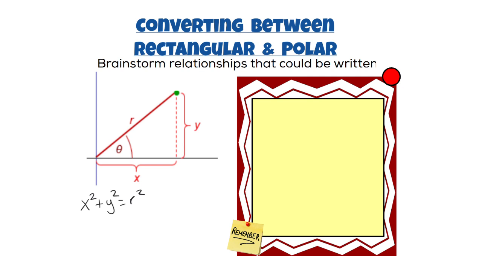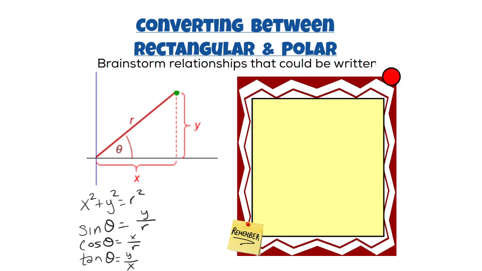From theta, I could say that the sine of theta would be opposite over hypotenuse. I could say the cosine of theta would be the adjacent over the hypotenuse. I could say the tangent of theta is opposite over adjacent. All right. And really, those are the four rules I want.